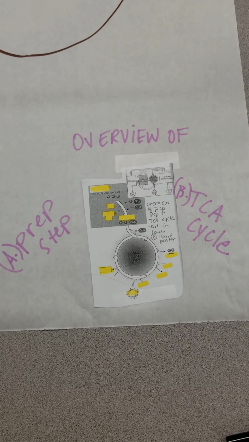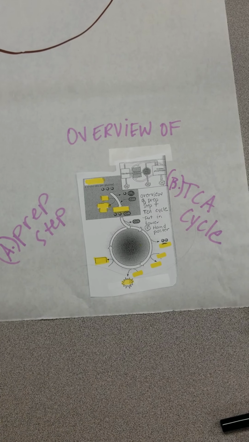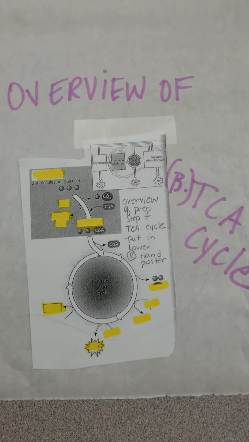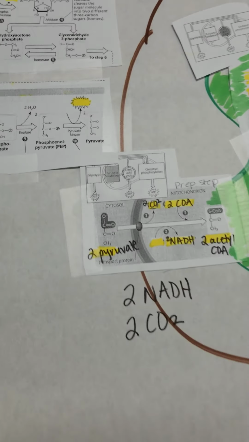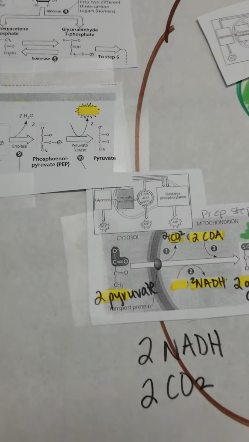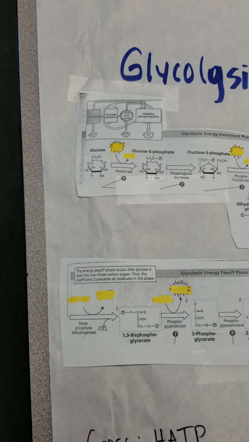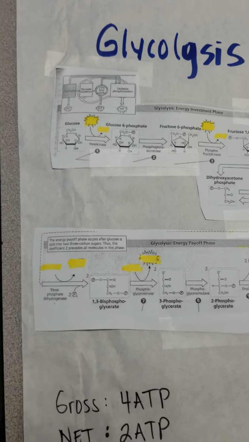There's one more thing I have that's an overview of the prep step and the TCA cycle. I want you to put that in the lower right-hand portion of your poster. So why do I want you to make this poster? I specifically took these diagrams, and I use these specific ones for a reason. The reason is each one shows the molecular formula of these particular molecules. Some I've labeled for you, some I haven't.